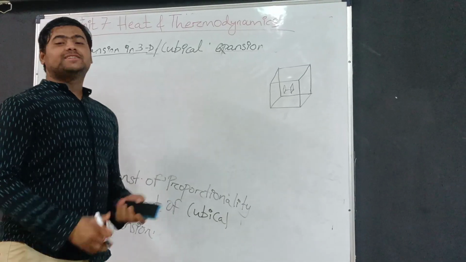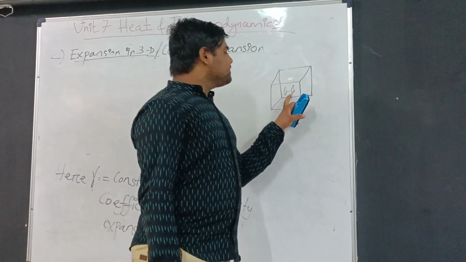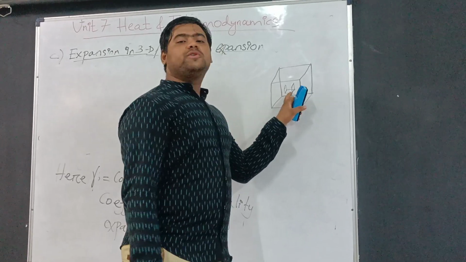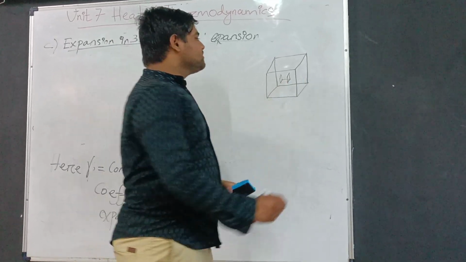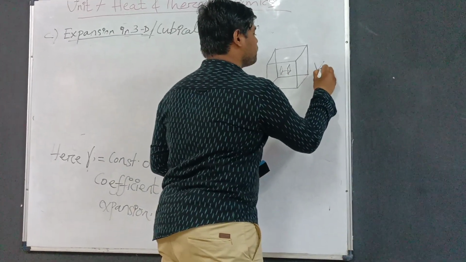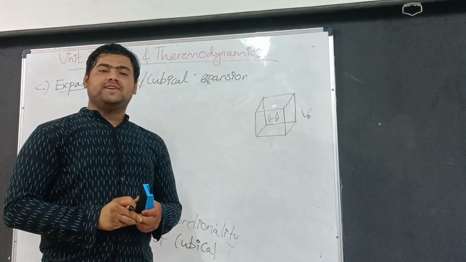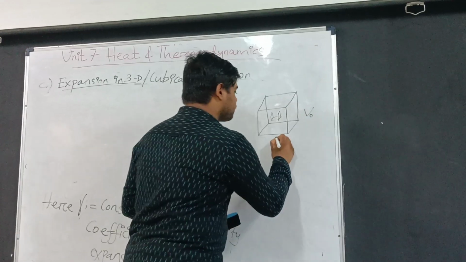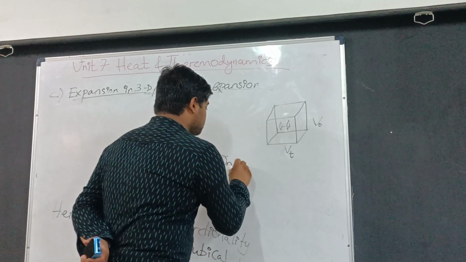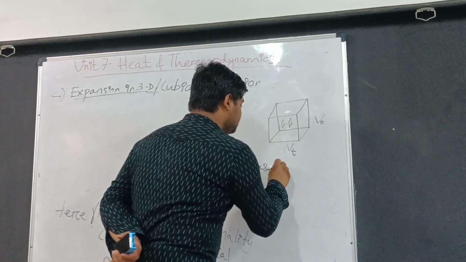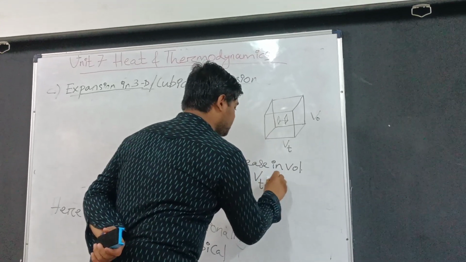Now let us come to expansion along 3 dimensions or cubical expansion. Let us consider this smaller cube which is at 0 degree temperature. So the volume of the cube at 0 degree temperature is of course V0. Upon heating at T degree centigrade, the cube expands to volume Vt. So now, the increase in volume will be Vt minus V0.